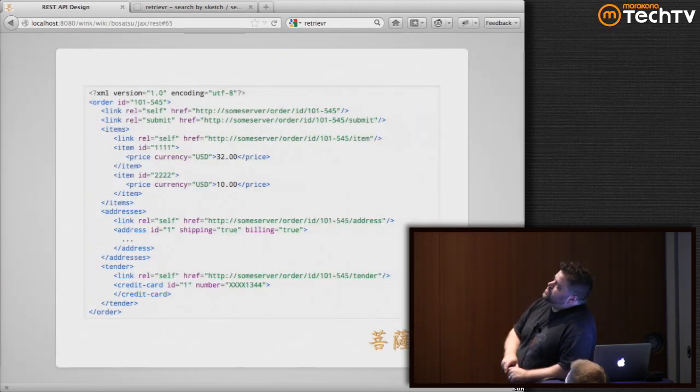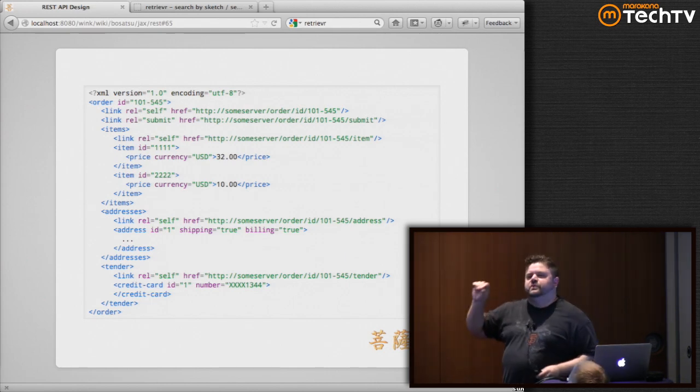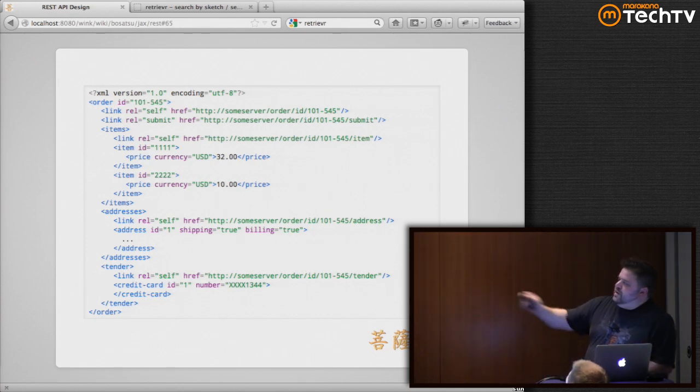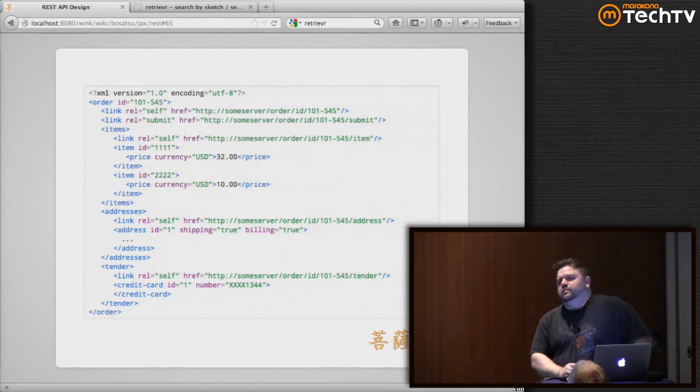All right, so just wrapping up quickly, because I'm running out of time. I can also start to identify resources, sub-resources. Not necessarily the resource for the item, but the resource for the item in the order, or the address in the order, or the payment type in the order. Why would I do this?